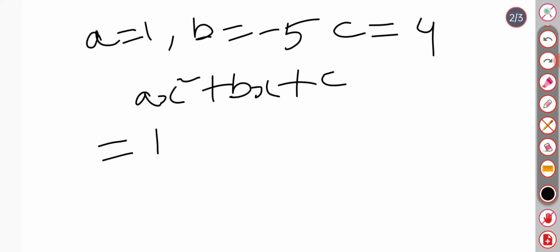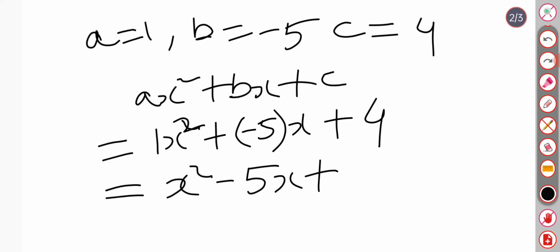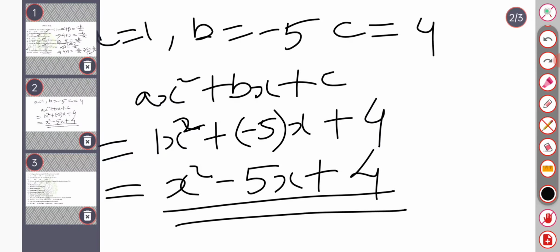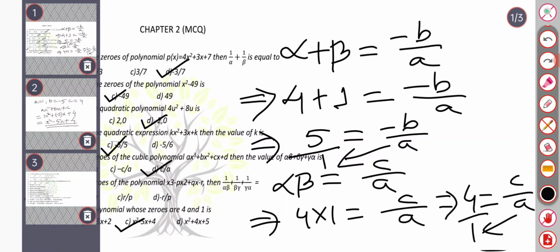Now put the value. A means what? 1. So 1 into x² plus b means कितना मिला? -5x plus c means 4. So ultimately 1 into x² क्या होगा? x² रहेगा plus minus minus 5 into x, 5x plus 4. So our equation is what? x² minus 5x plus 4. That is option number C. So हम लोग का option number C correct हो गया.